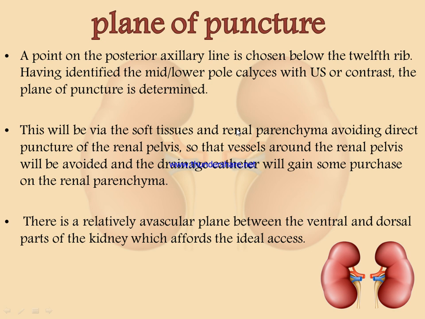The plane of puncture is determined, and this will go via the soft tissue and the renal parenchyma, avoiding direct puncture of the renal pelvis, so that vessels around the renal pelvis will be avoided and the drainage catheter will gain some passage through the renal parenchyma. So there is a relatively avascular plane between the ventral and dorsal parts of the kidney, which also affords the ideal access.